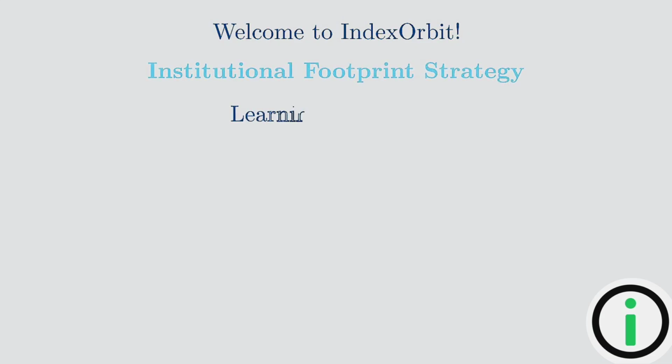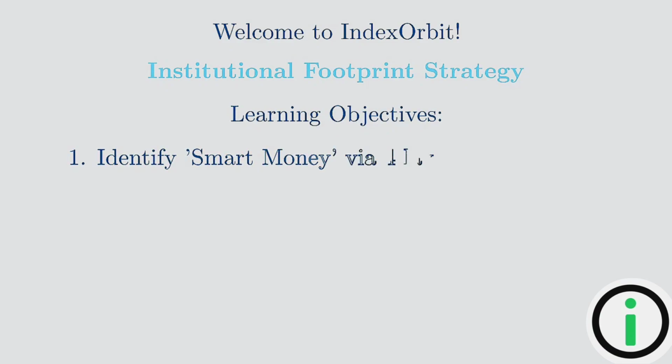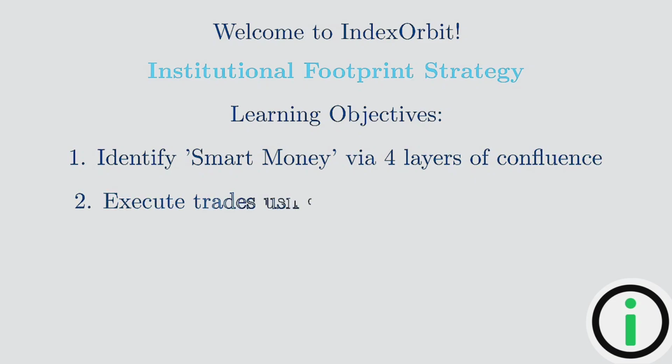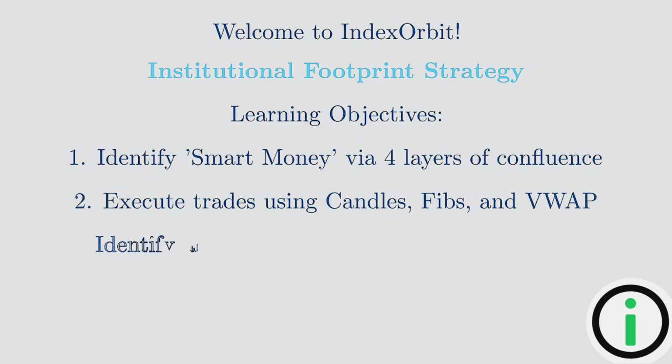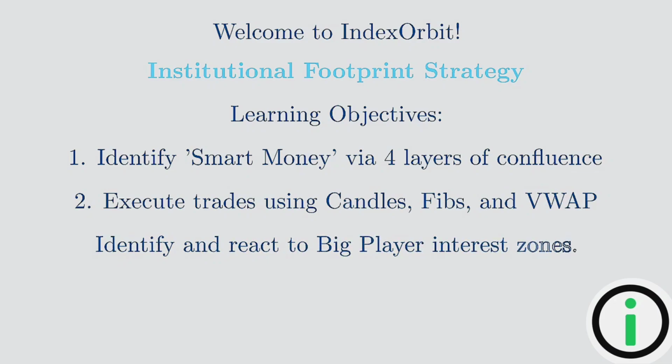Our learning objectives for this session are: 1. You will be able to identify smart money activity using 4 layers of confluence. 2. You will learn how to execute high-probability trades using candlestick patterns, Fibonacci levels, and volume-weighted average price. This strategy isn't about guessing where the market will go. It's about finding where the big players have already placed their bets and waiting for them to defend those positions.